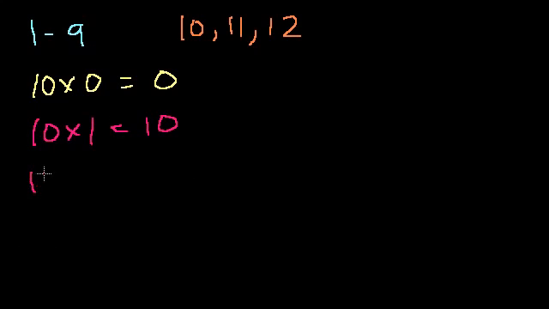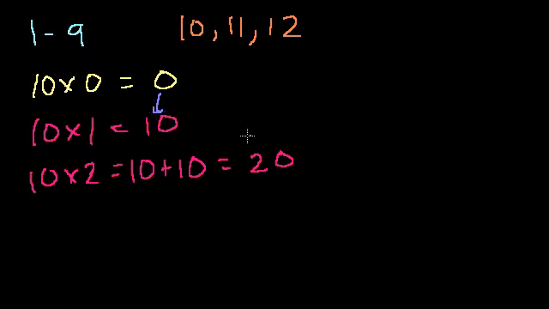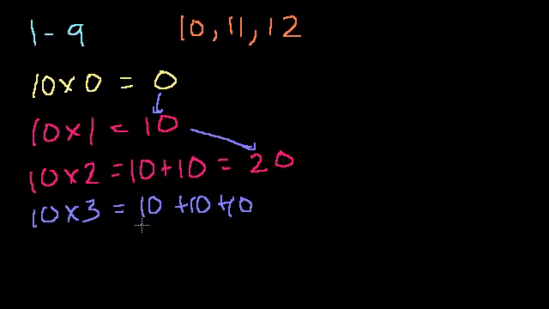What's 10 times 2? I meant to switch colors, but I didn't. 10 times 2. That's 10 plus 10, which is 20. Fair enough. And notice we went up by 10 the first time. We went up by 10 again to get to 20. What's 10 times 3? Well, that's 10 plus 10 plus 10, or we could view it as 10 times 2 plus another 10, which is equal to 30.